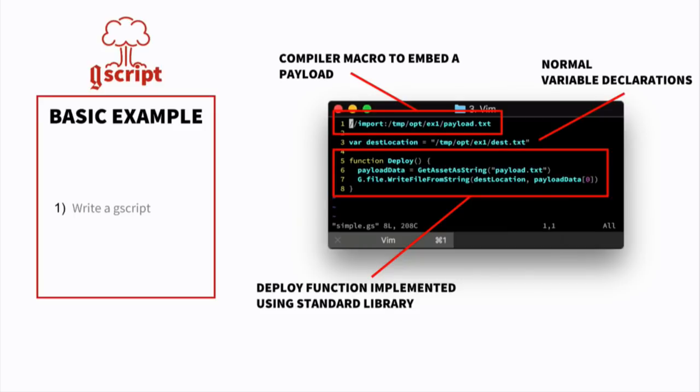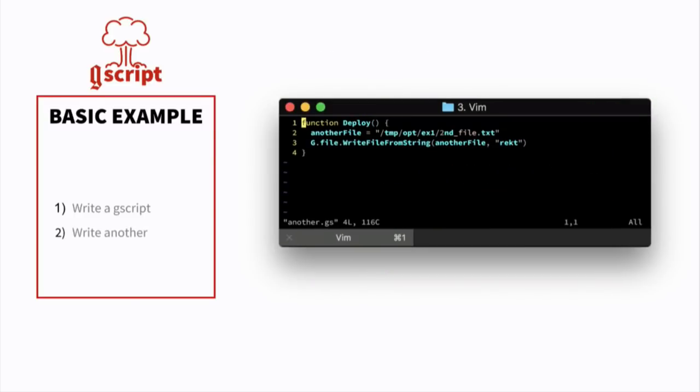What's defined in ours here? We get the payload.txt, the data that was in that file, we get it as a string called payload data, and then we write that to the destination file, which we defined in line 3. So very quick, very easy Gscript that anybody can write. But hey, this is not just for one script, this can be for multiple things, right? So let's write another one.